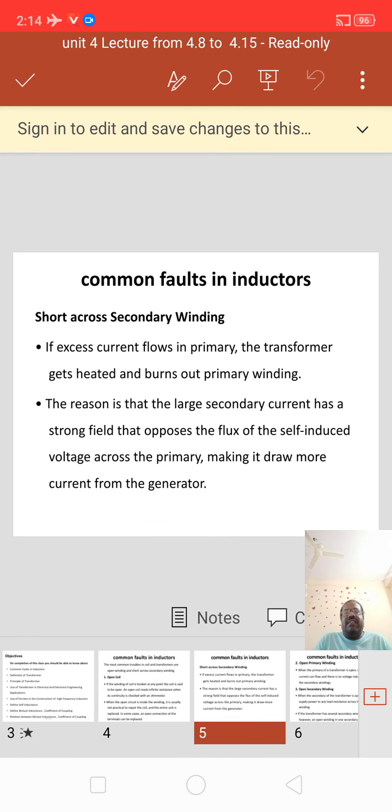Short across secondary winding. If excess current flows in primary, the transformer gets heated and burns out primary winding. The reason is that the large secondary current has a strong field that opposes the flux of the self-induced voltage across the primary, making it draw more current from the generator.